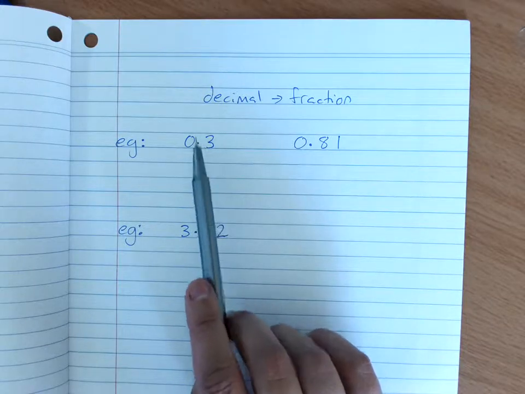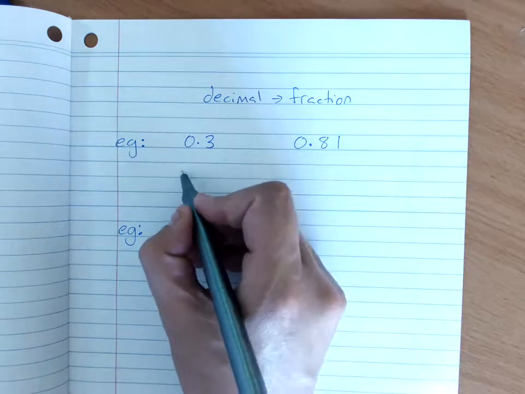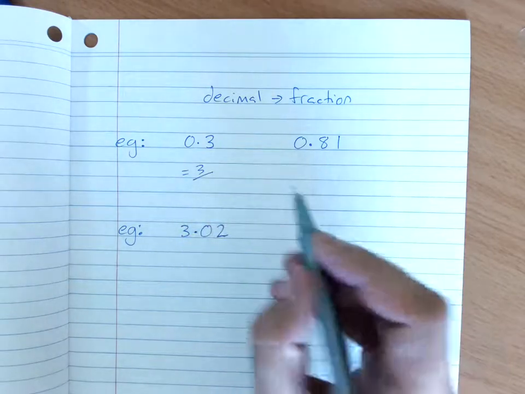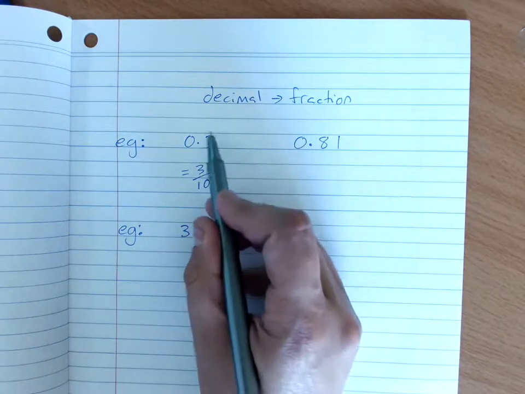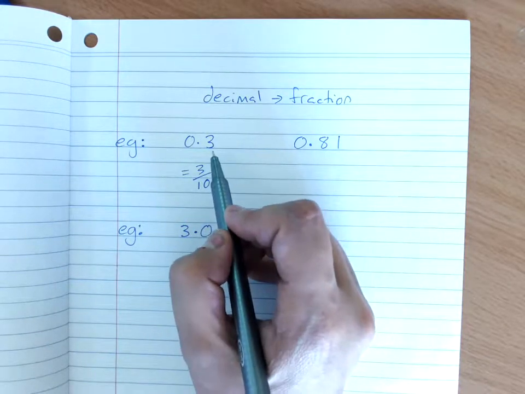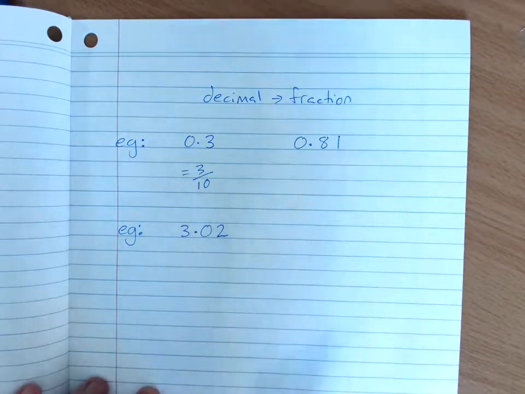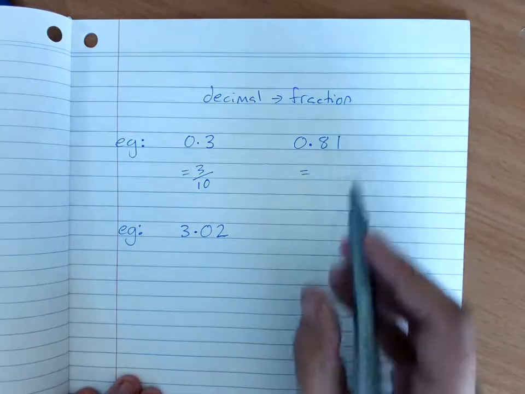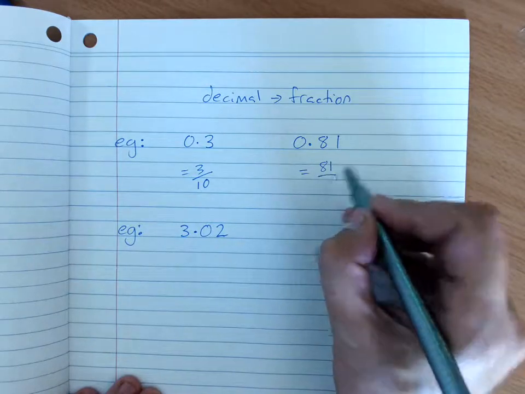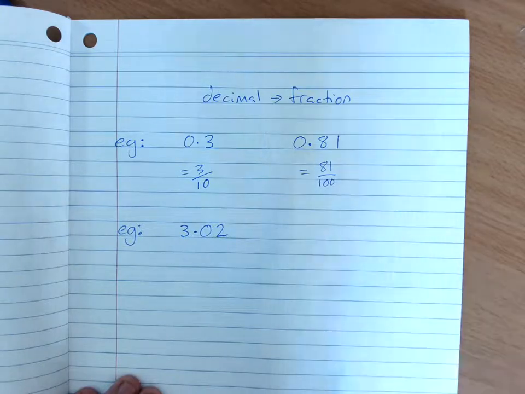0.3 is a 3 in the tenths place. So how am I going to write this? 3 over 10. Because we're in the tenths place, it goes over 10. So I'm just taking the digits that are there and saying how many tens or hundreds or thousands. That's the answer. So this one here, 81, just write it without its point. But how many places did I go up to? Hundredths. So I put it out of 100.